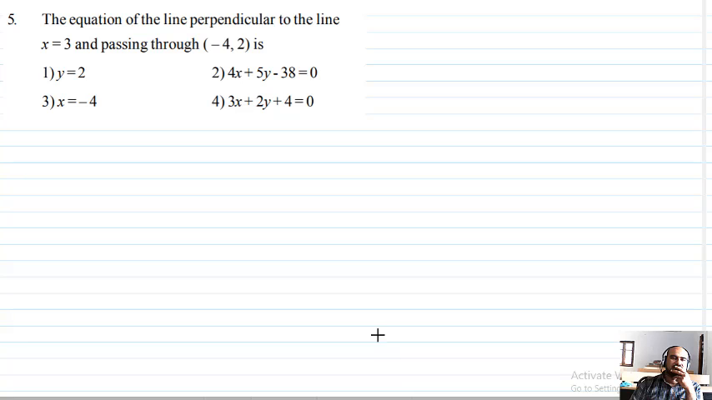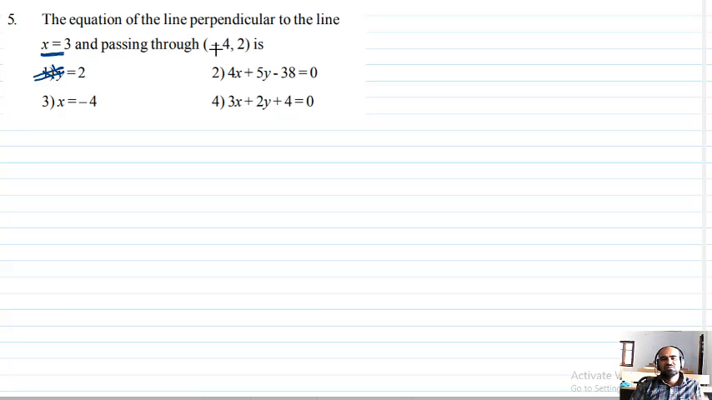Okay. Fifth question, students, listen. The equation of the line perpendicular to x equal to 3 and passing through minus 4 comma 2. Perpendicular to x equal to 3. So x equal to 3 is a vertical line. Perpendicular means a horizontal line. Horizontal means y equal to k form. Y equal to k, that too passing through minus 4 comma 2. Then I can say y equal to 2 is the required straight line. Directly I can say it in the objective.